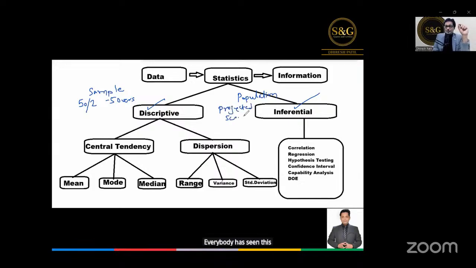Everybody has seen this projected score? Yes, just in the chat box. That score will say this team will reach 200 runs or 210 runs. This is a projection about the future. This is a projection about the population. It is called inferential statistics. Just give me yes in the chat box if you're clear about this.